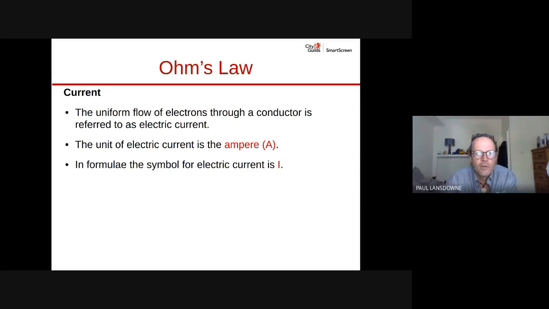So the current, which is the uniform flow of electrons through a conductor, is referred to as electrical current, and the unit of electrical current is ampere, A, big A. And the symbol in the formula for electrical current is I. But that's very confusing, that we've got current, A, and I, but it will become more clear the more we use it.